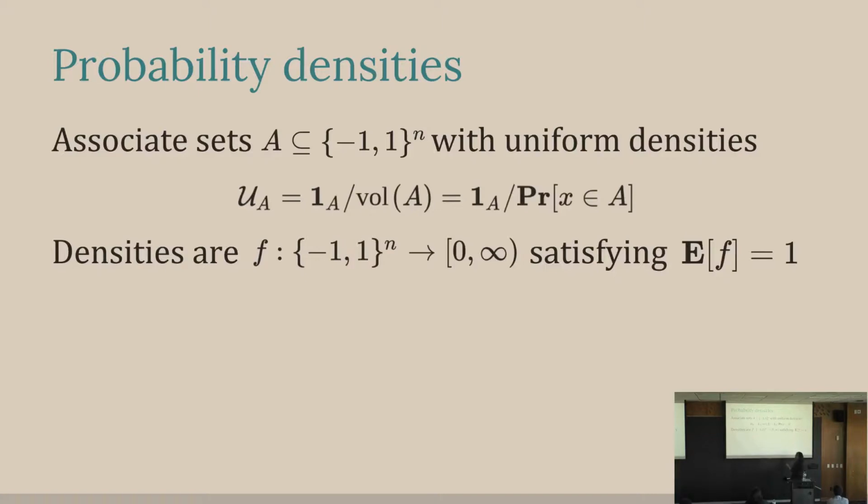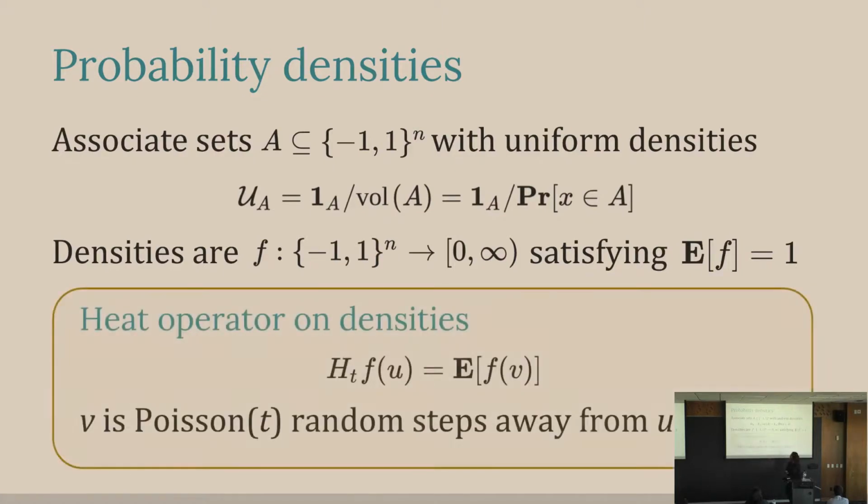So a density is a non-negative function that has expectation 1, and that defines a probability distribution on the cube. And yes, we can define the heat operator on densities as well. The interpretation is that you pick a point from the given starting density, then you take Poisson T random steps, and you look at the value of the original density at the point where you end up.